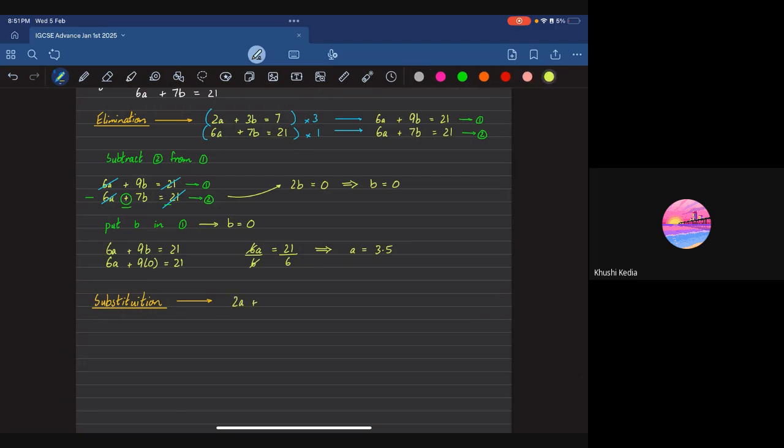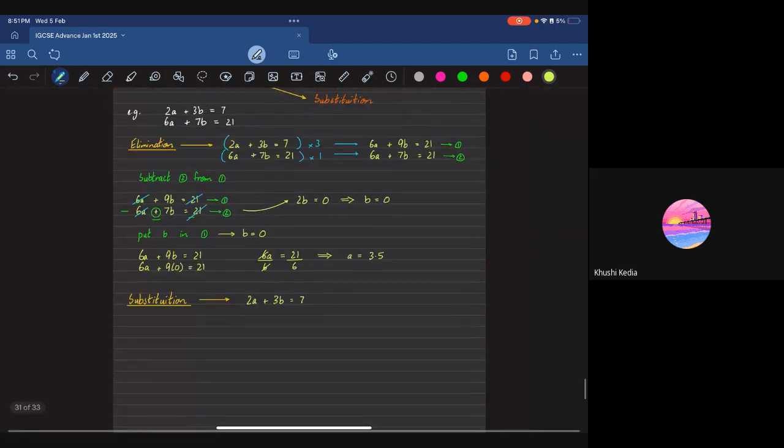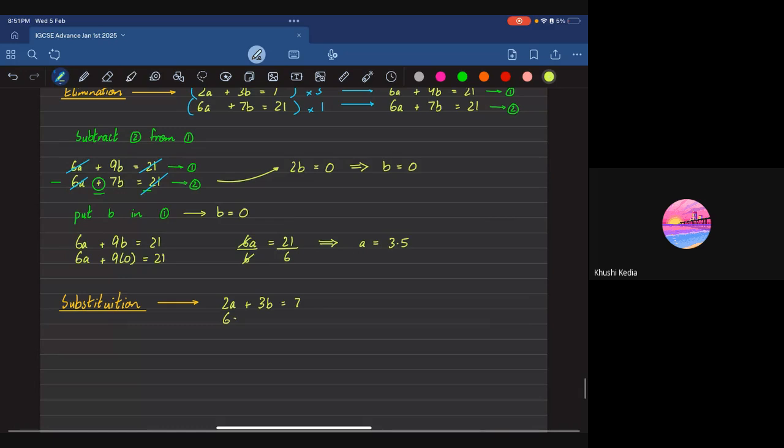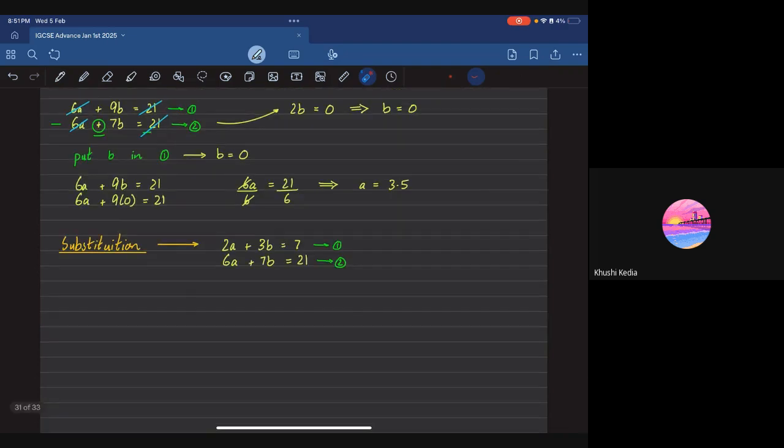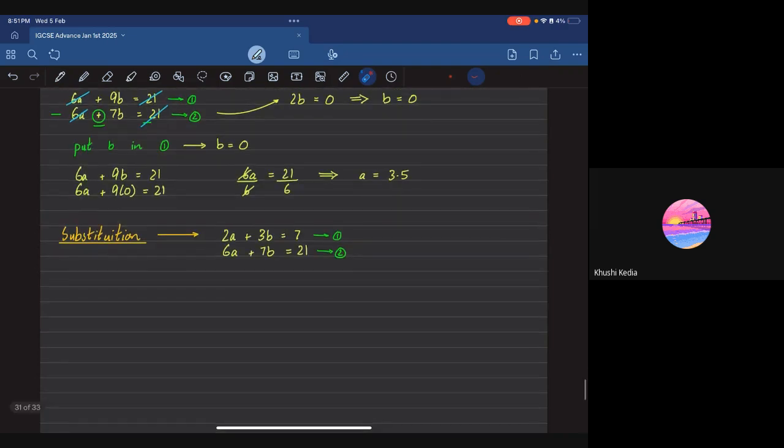2a plus 3b is equal to 7. Hopefully we get the same answer. So 6a plus 7b is equal to 21. You've got equation 1 and equation 2. Now what's going to happen is you can take either one of the equations and get some sort of value of b, or a, whatever variable you deem fit, make it the subject.